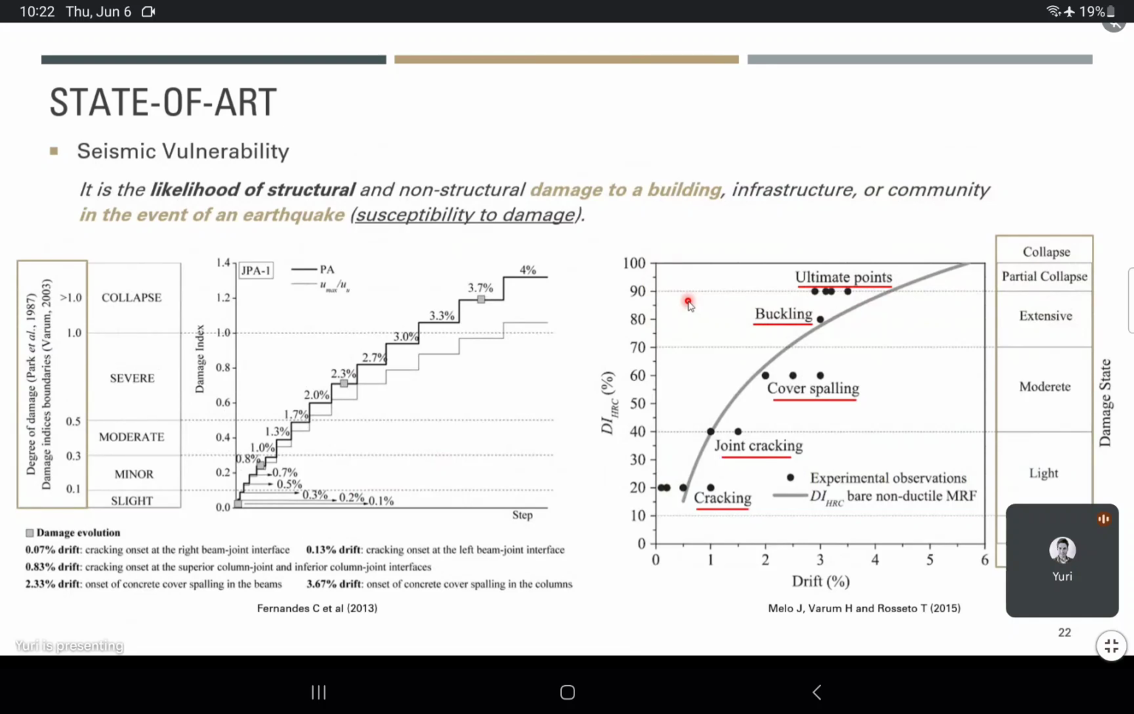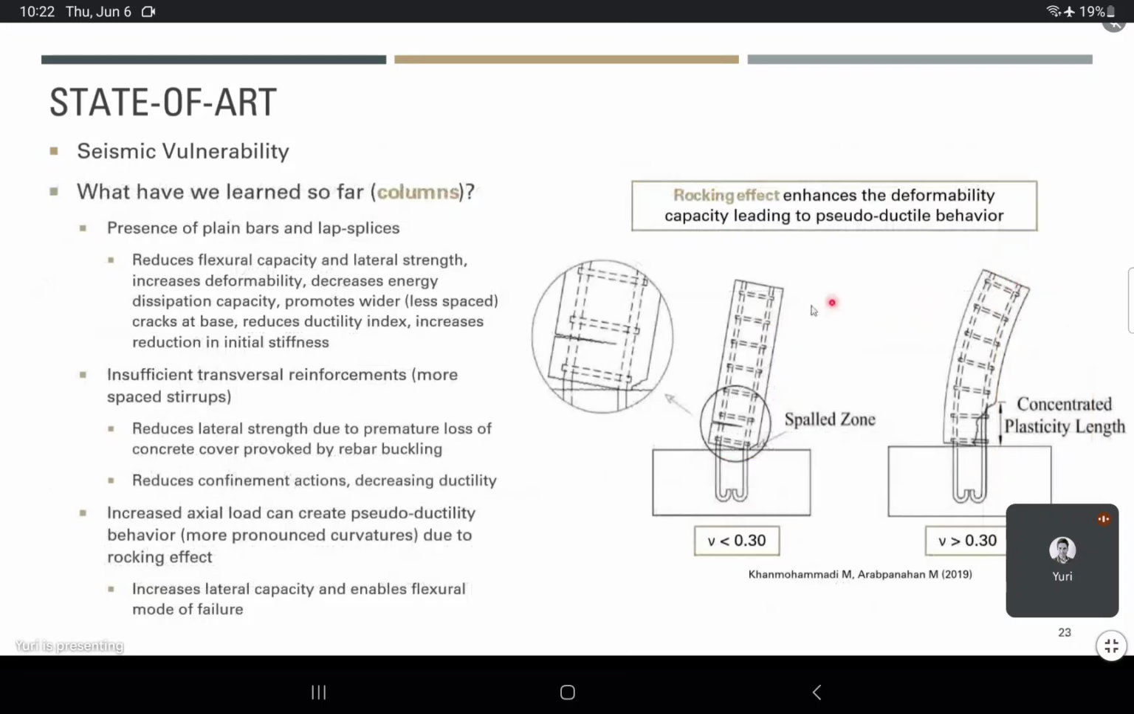Well, after that, we can actually check seismic vulnerability. We can create a scale per drift and damage index, where slight damage would be just cracking, light damage would be joint cracking, moderate damage would be cover spalling, extensive damage would be bar buckling, and then partial collapse, which would be the ultimate collapse.